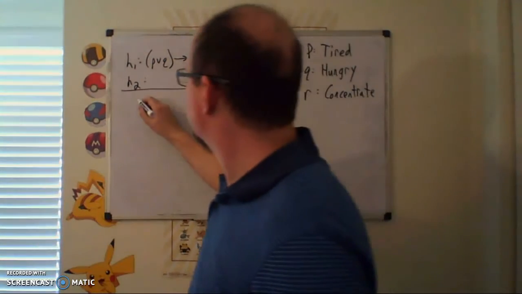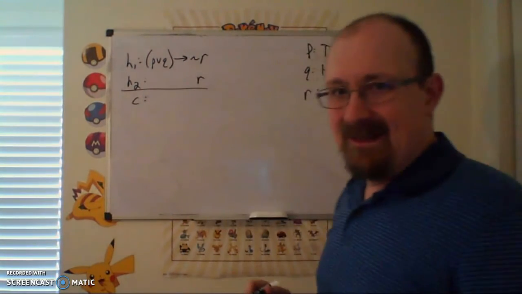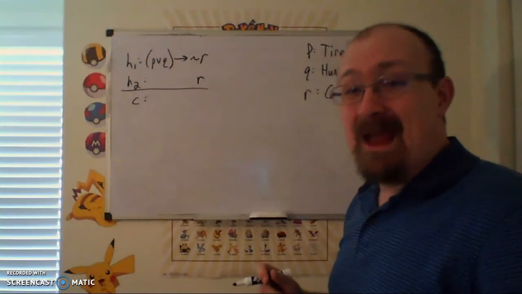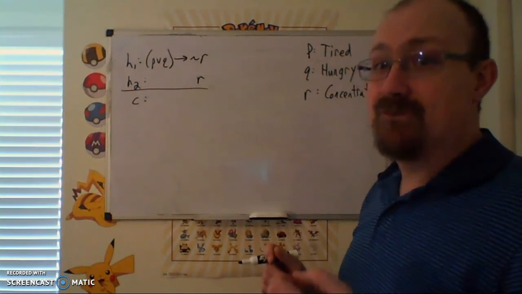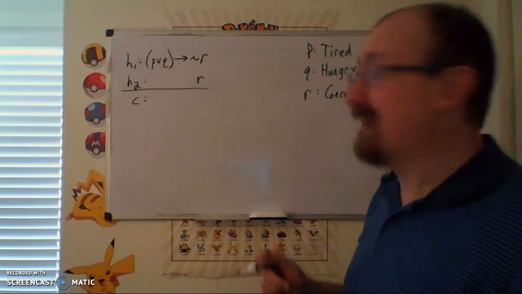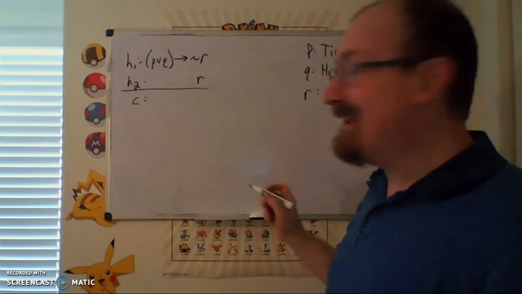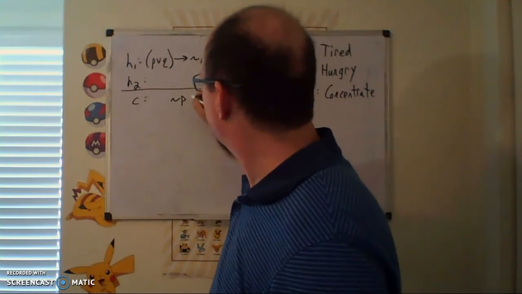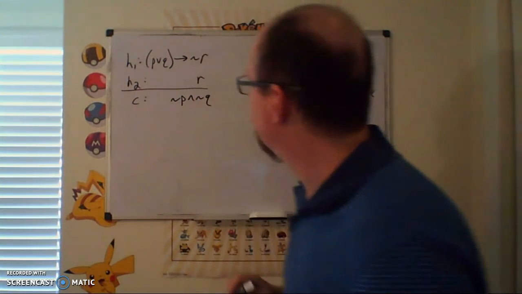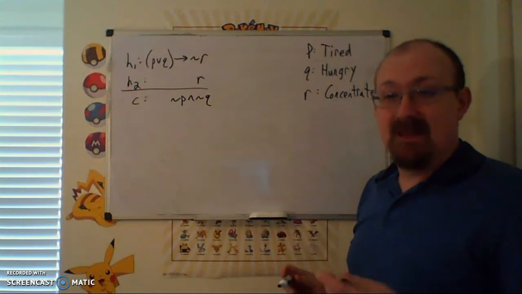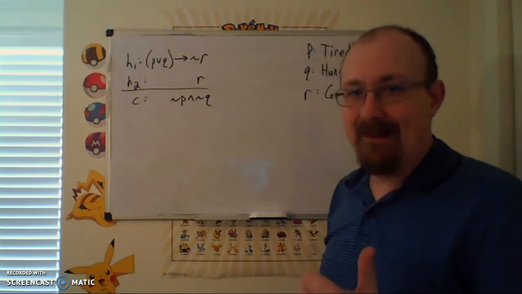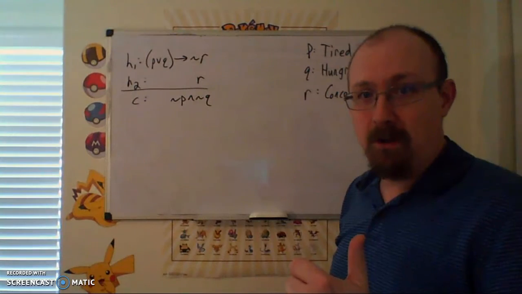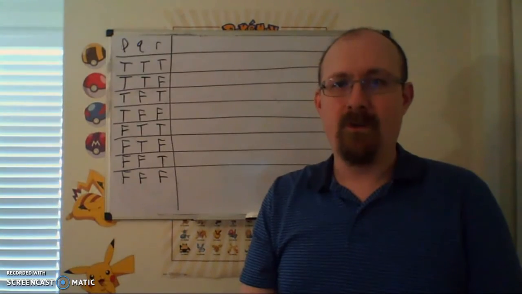Now our conclusion is, again, a little more intricate. It says, I am not tired and not hungry. I have two nots. That means I need a negation on each of P and Q. That "and" indicates a conjunction. So, as I said, this one is involved. Like I said, if we get this guy, we get everything. So, party on. Oh dear.